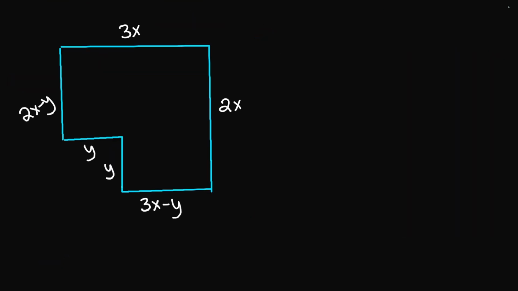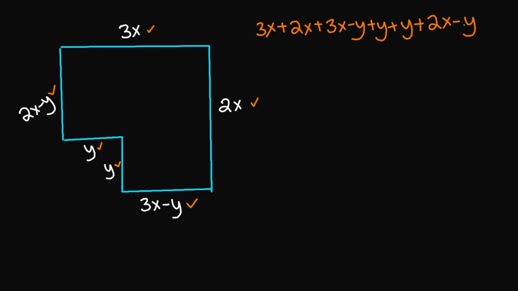Let's look at this example here. If we need to add all the sides, so we have 3x plus 2x plus 3x minus y plus y plus another y. So we have 2 y's here. And then we have plus 2x minus y. Now we're going to combine like terms. 3x plus 2x plus 3x plus another 2x. This is going to equal 10x. So I'm going to write 10x here.